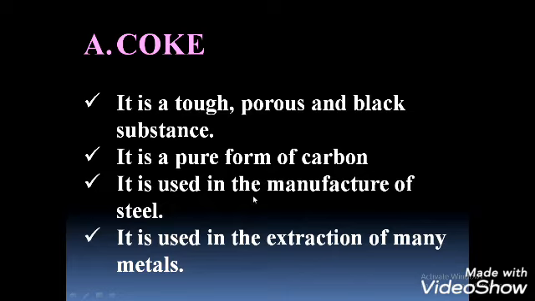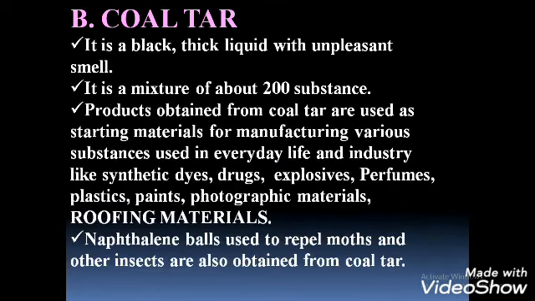Third, it is used in the manufacture of steel. We use this coke in the manufacture of steel. That is also used in the extraction of many metals. These are the characteristics of coke. Then the second one, coal tar.